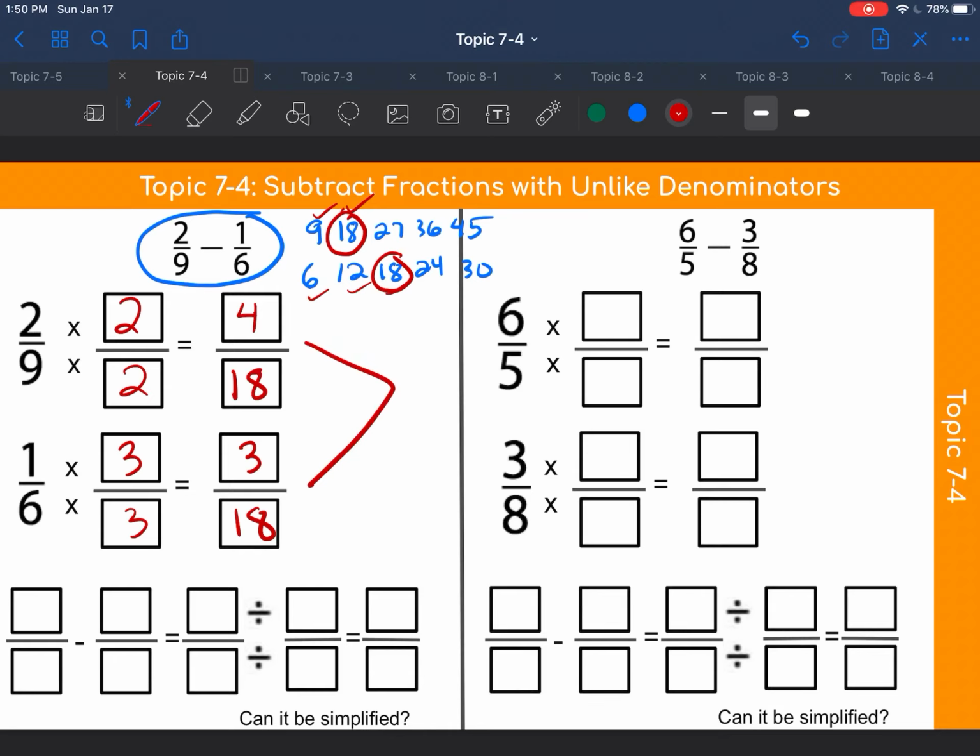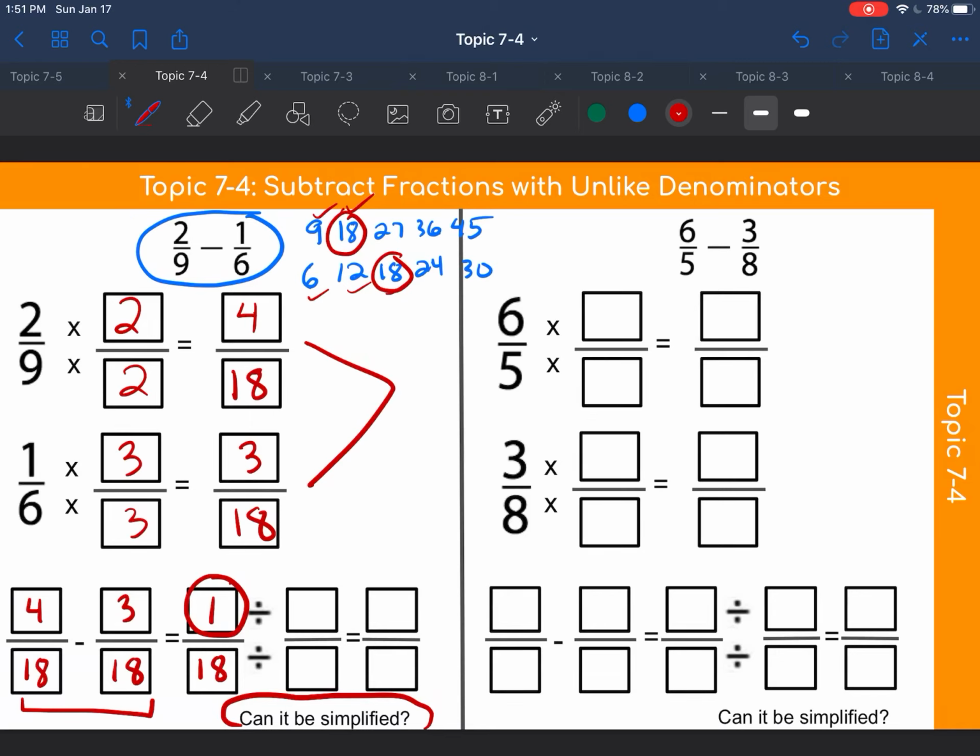And instead of adding them, now we are going to subtract them. So 4/18 minus 3/18. 4 minus 3 is 1. Remember, just like addition, when we subtract fractions, the denominator does not change. It is 1/18. And now we always want to think, can it be simplified? In this case, can 1/18 be simplified? No, it cannot. And that goes with our rule: whenever the numerator is 1, it's in simplest form.